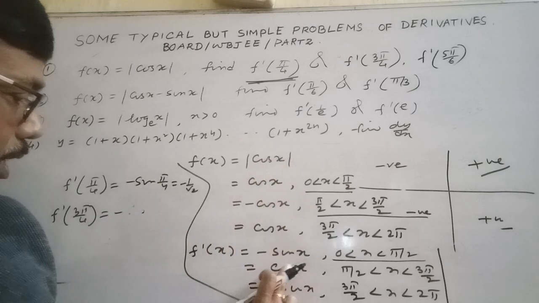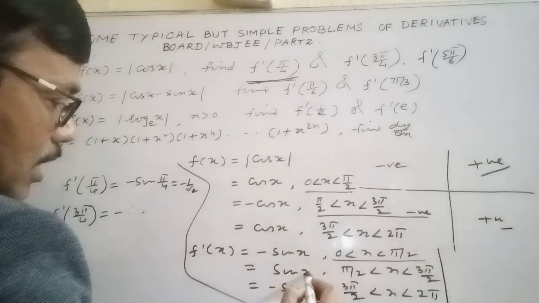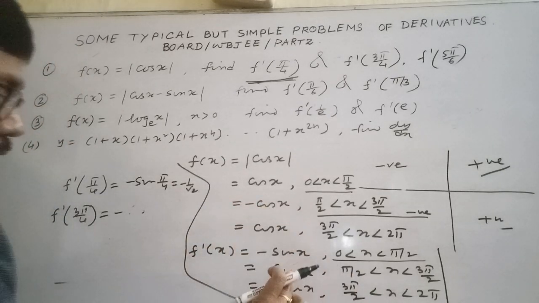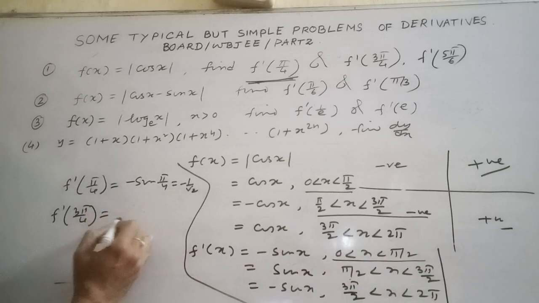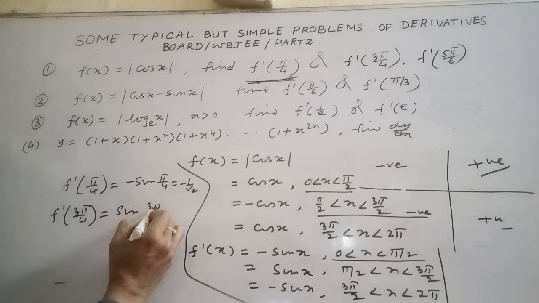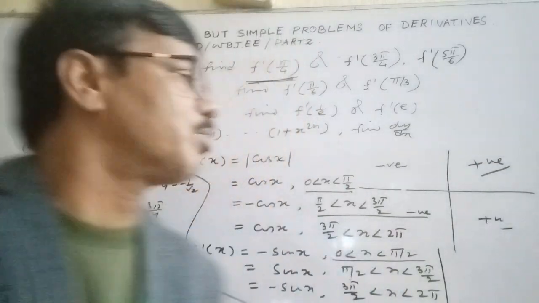So, this is minus sin x, this is cos, this one is sin x. The derivative of minus cos x is sin x. So f dash 3 pi by 4 in this restriction is sin of 3 pi by 4. So this is 1 by root 2. In the second quadrant, sine is positive.